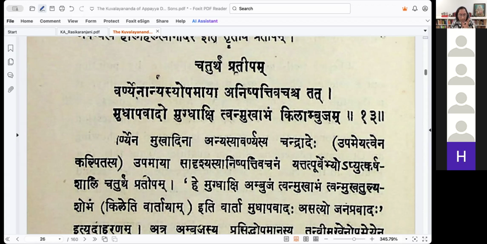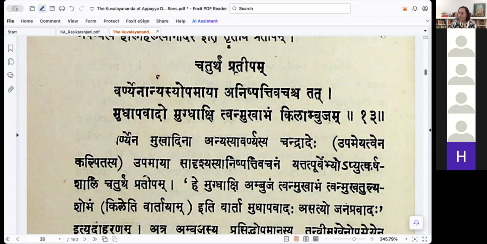Okay, one minute. Varnyena Anyasya Upamayaha Anishpatti Vachanaha. Correct. Varnyam is your mukham, but I think Tvanmukhabam kila ambujam iti. I think the switch is happening here. Let me see what I did. I think the switch has not happened. Okay. Avarnyasya Upamayaha Anishpatti Vachaha tat Mugdhapavado Mugdhakshi Tvanmukhabam kila ambujam. Now, if you are trying to do Pratīpam, then it is a waste. So you cannot even try to compare this object. So first is you are trying to say that there is another object which is better.